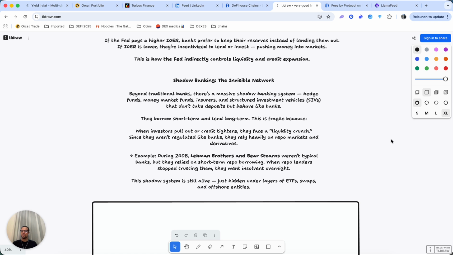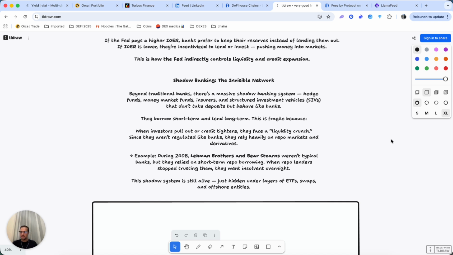So for example, during 2008, Lehman Brothers and Bear Stearns weren't the typical banks, but they relied on short-term repo borrowing. When repo lenders stopped trusting them, they went insolvent overnight. So this shadow system is still alive, it's still running, especially in Asia, in offshore companies and countries, even in the biggest places as well.